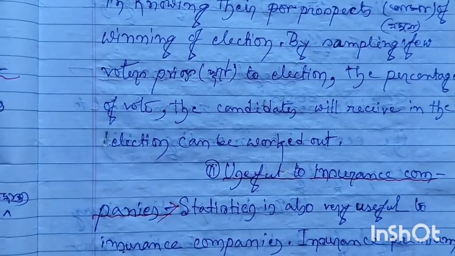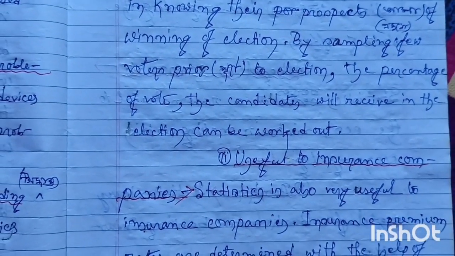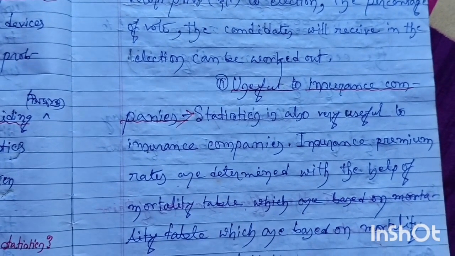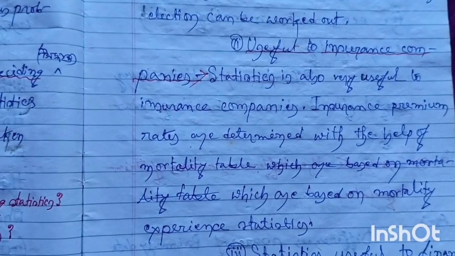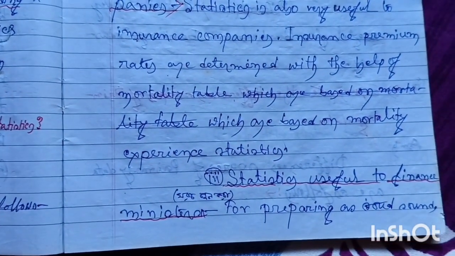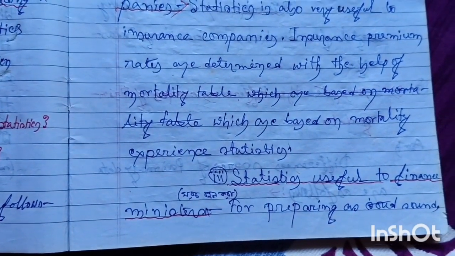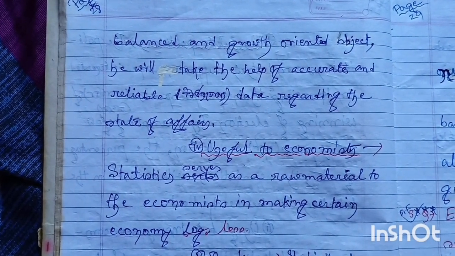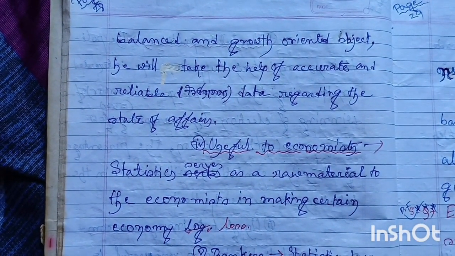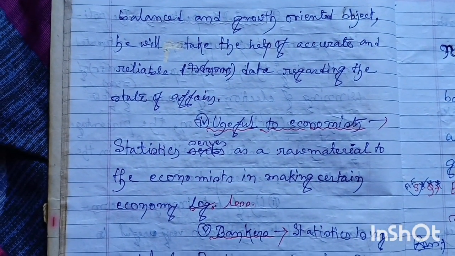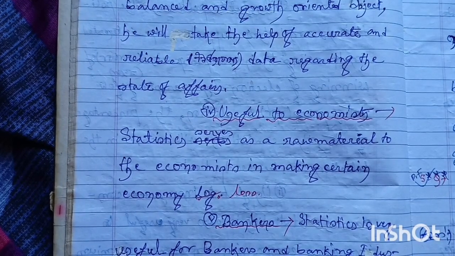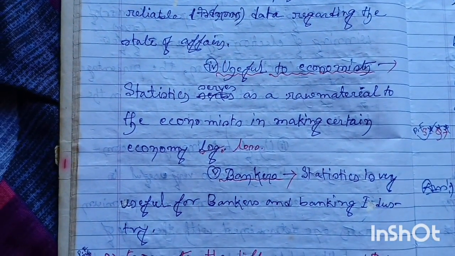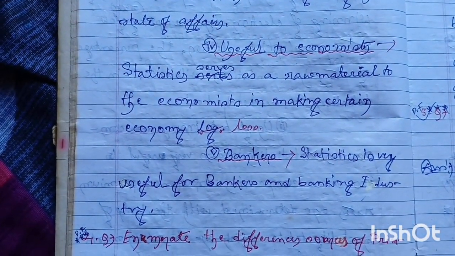Number 2, useful to insurance companies. Statistics is also very useful to insurance companies. Insurance premium rates are determined with the help of mortality tables, which are based on mortality experience statistics. Number 3, statistics is useful to the finance minister for preparing a sound, balanced and growth oriented budget. He will take the help of accurate and reliable data regarding the state of affairs. Number 4, useful to economists. Statistics serves as a raw material to the economists in making certain economic laws. Number 5, statistics is very useful for bankers and the banking industry.